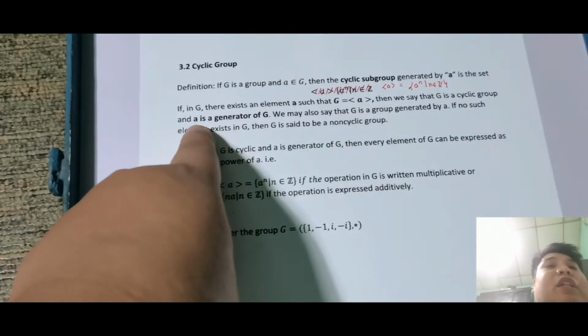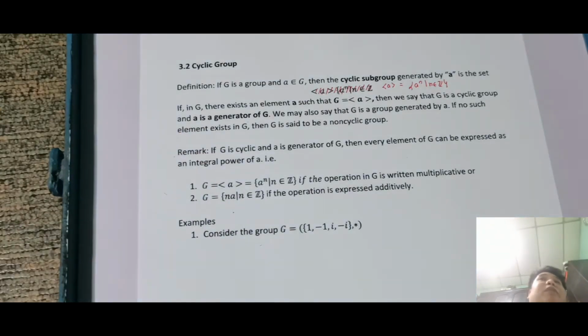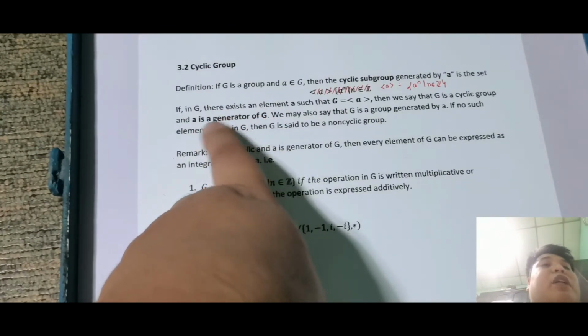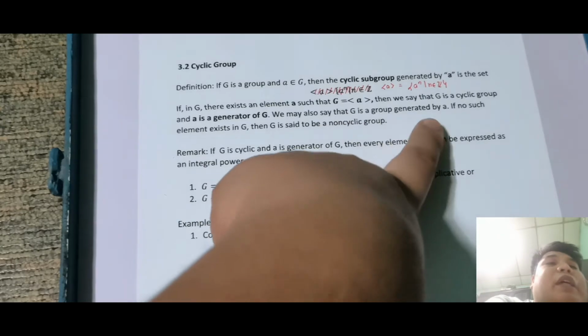Therefore, siya ay generator. Ibig sabihin ng generator, for example, kaya kong i-generate kahit anong element, kaya kong tawagin. For example, A raised to 2, kaya kong tawagin si X gamit si A raised to 2. Kaya kong tawagin si C gamit si A raised to 3. Yun yung ibig sabihin dyan. Mamaya bibigay din ako ng example para maintindihan. Yun yung pagiging generator. Now, we may also say that G is a group generated by A.